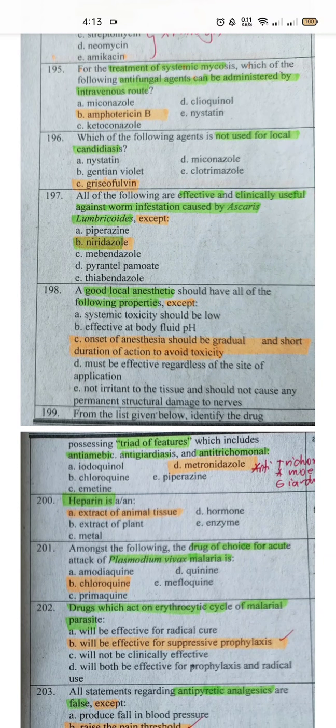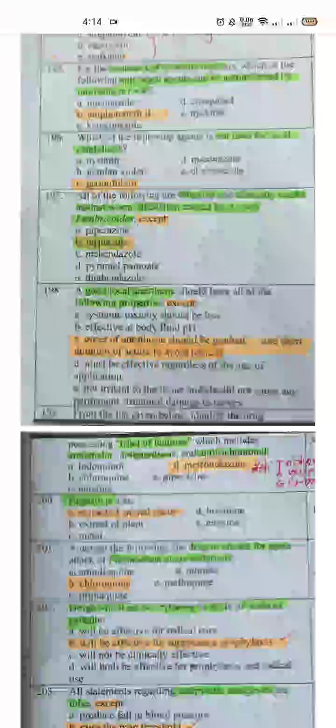195. For the treatment of systemic mycosis, the antifungal agent that can be administered by intravenous route is amphotericin B. Amphotericin B is administered by intravenous infusion, and the intrathecal route is sometimes chosen for the treatment of meningitis caused by fungi that are sensitive to amphotericin B. So, there are two routes of administration, via intravenous infusion and via intrathecal route.